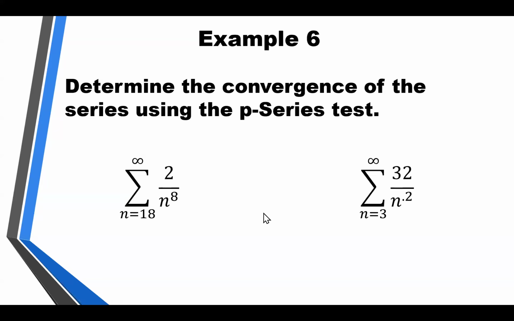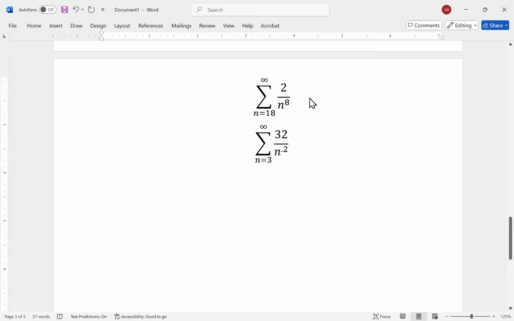In this next example, let's say instead of summing up from 1 to infinity, we sum up from 18 to infinity. And instead of having 1 over n to the 8th power, let's say we have 2 over n to the 8th power. Or let's sum up from 3 to infinity. Instead of having 1 over n to the 0.2 power, let's now have 32 over n to the 0.2 power. Now you can probably guess what's going to happen in each of these.